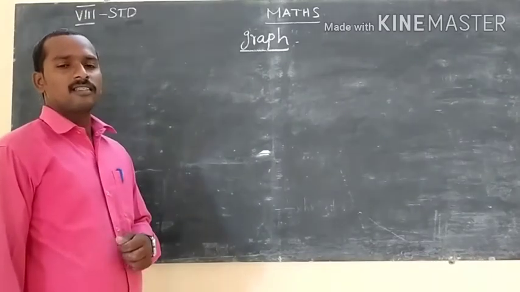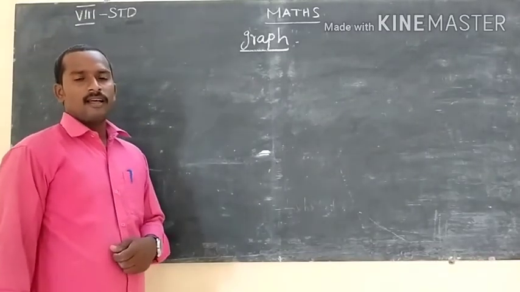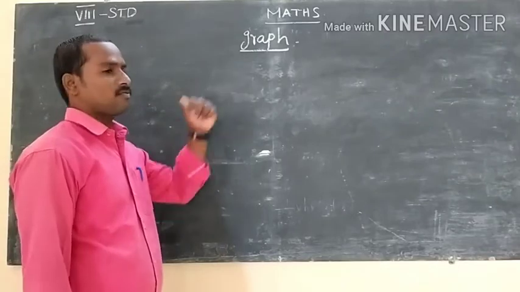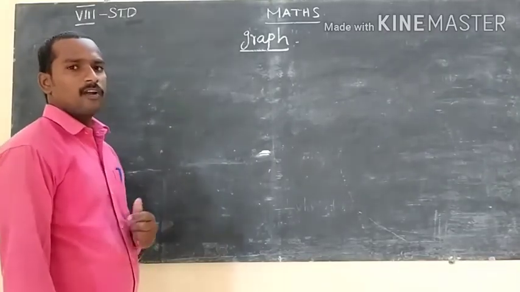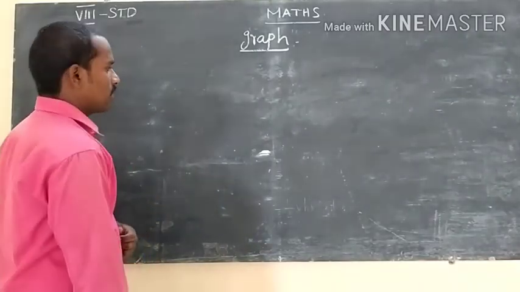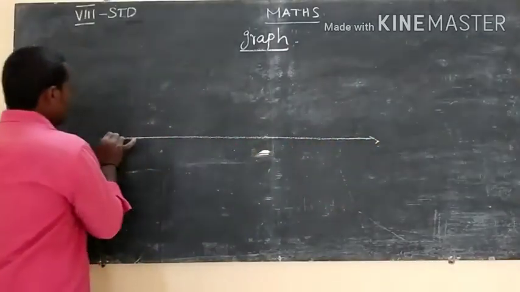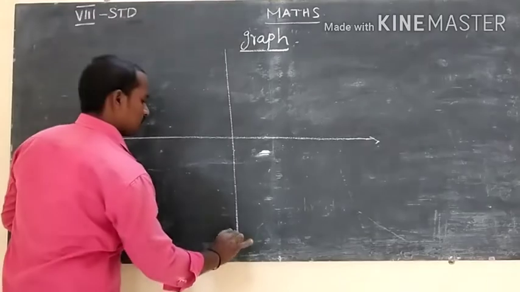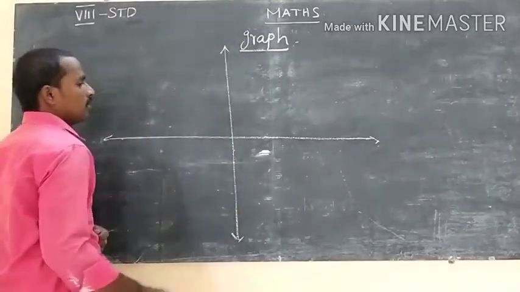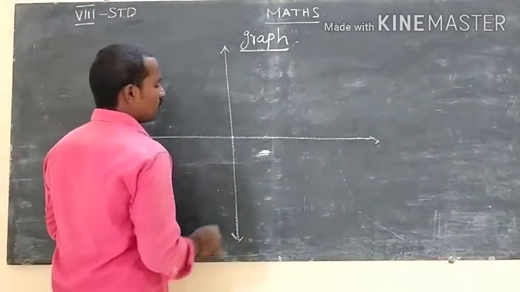In the last class we discussed practical geometry. In this class we are going to see about the graph. You already know the number lines. Draw the horizontal line and the vertical line. The point where the two lines intersect is the origin.